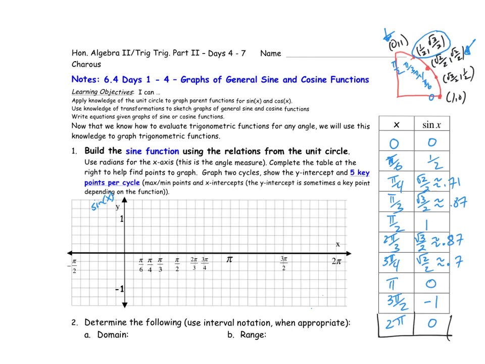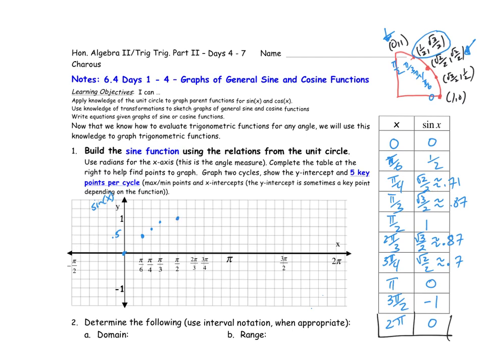So when the angle is 0, sine of 0 is 0. When the angle is pi over 6, sine of pi over 6 is 1/2. Notice that 4 lines on the vertical scale is 1, so 2 lines is 1/2. Pi over 4 is 0.71, so that's a little less than 3 lines up. Pi over 3 is 0.87, so it's somewhere up here. And pi over 2 is 1, so we're going to graph that.